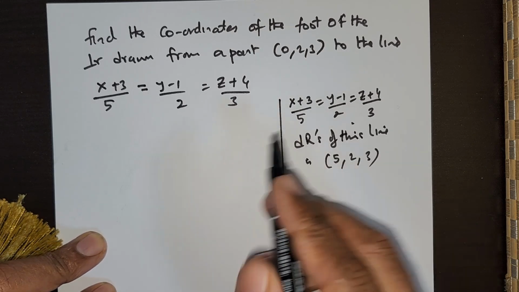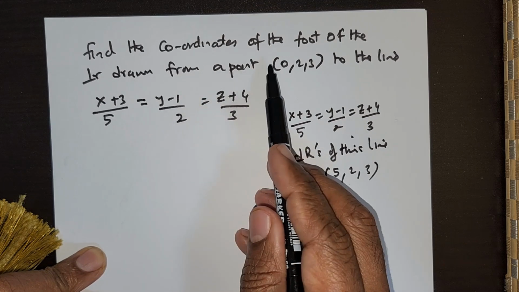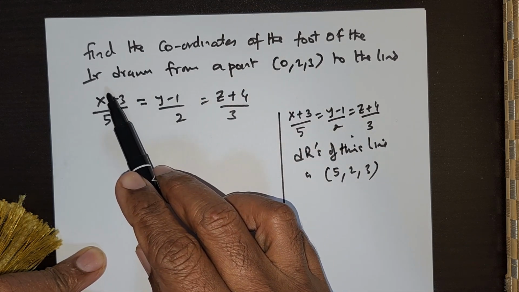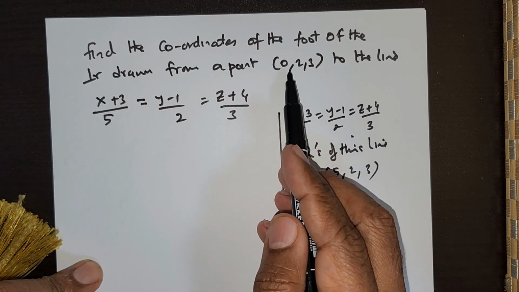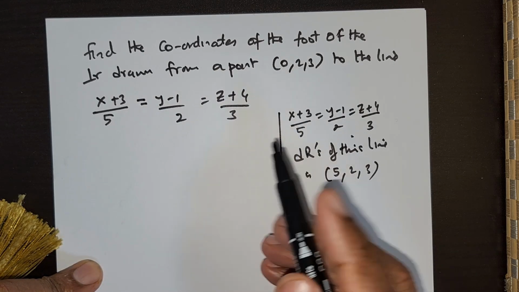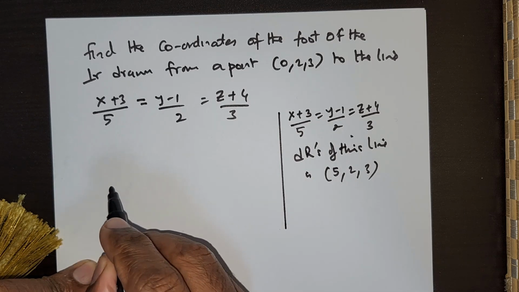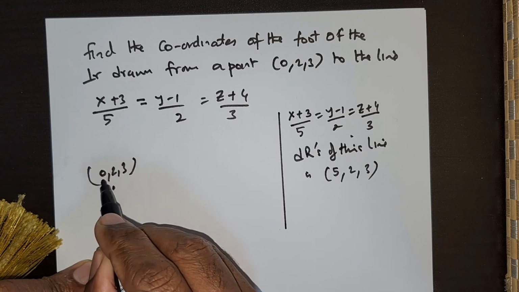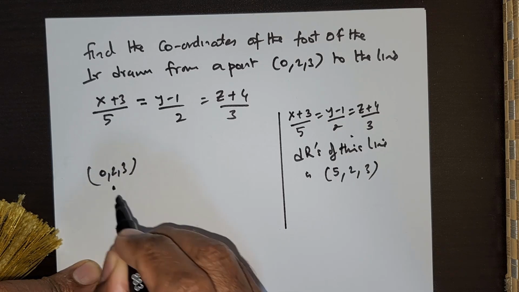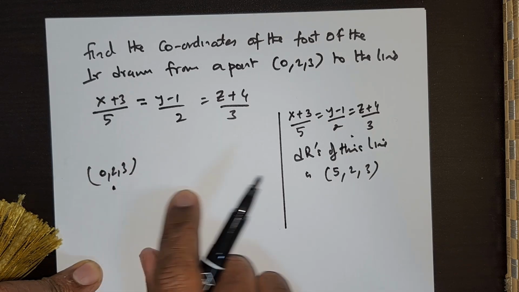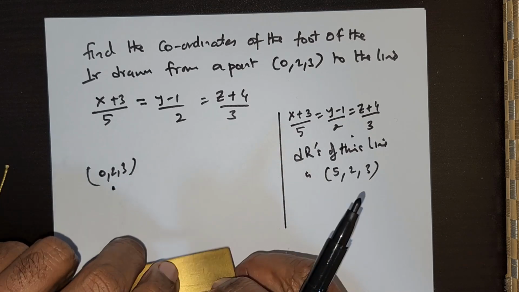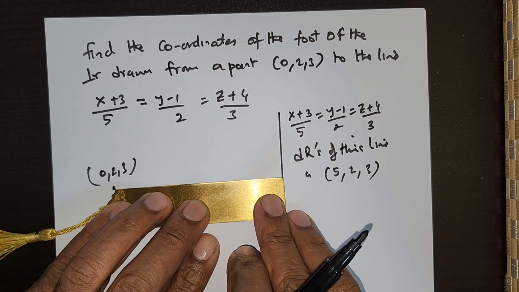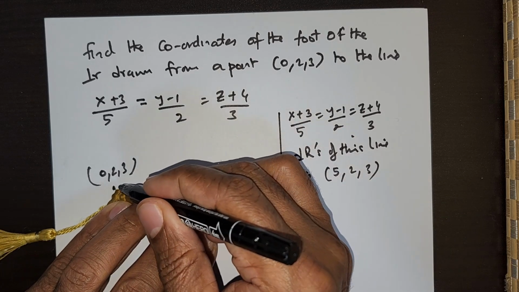Now the next point is we are expected to find the coordinates of the foot of the perpendicular drawn from a point (0, 2, 3). Now what is the meaning of this? Imagine you have a point given by this coordinate (0, 2, 3). Now from here you are taking the shortest distance. The shortest distance is actually the perpendicular distance. From this particular point you are drawing the shortest distance to this line.